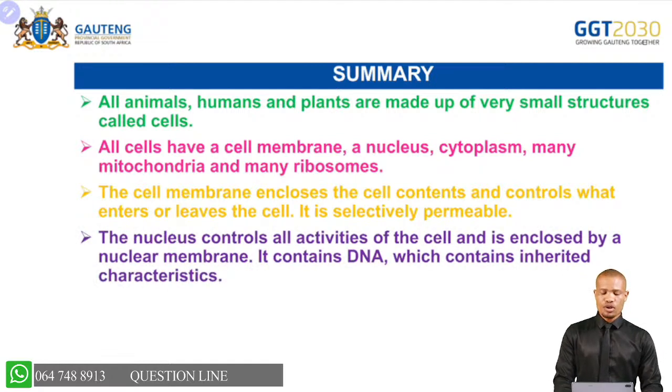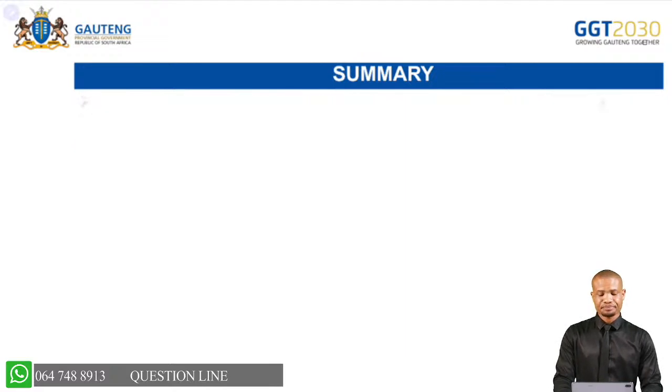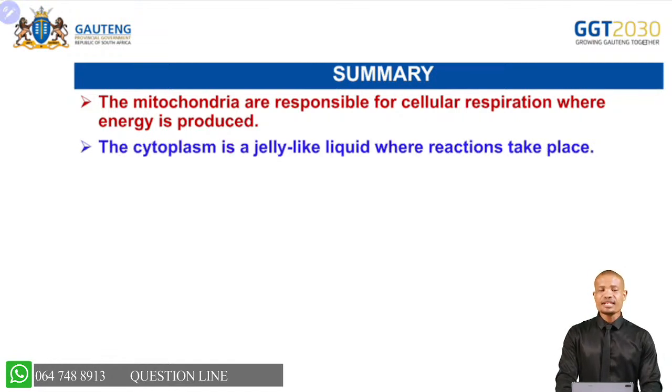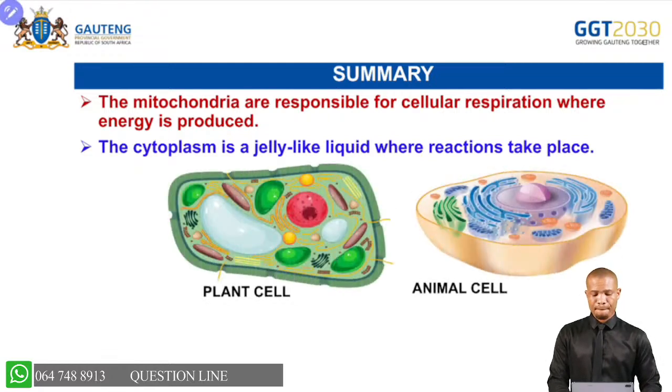The nucleus controls all activities of the cell and it is enclosed by a nuclear membrane. And it contains a molecule called DNA, which contains inherited characteristics. The mitochondria, that's many, are responsible for cellular respiration, and this is where energy is produced. The cytoplasm is a jelly-like fluid or liquid where reactions take place.